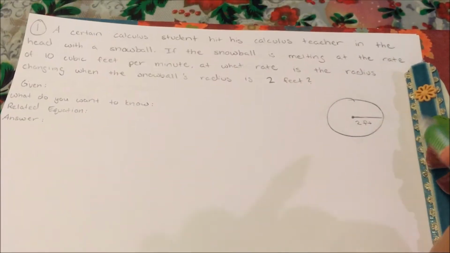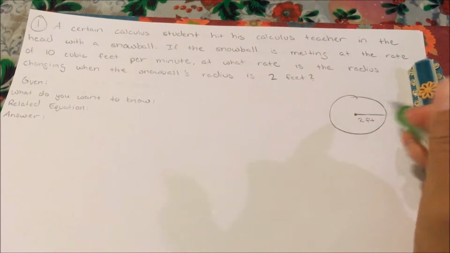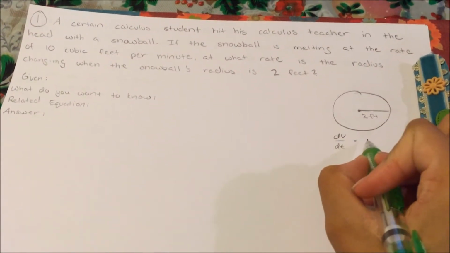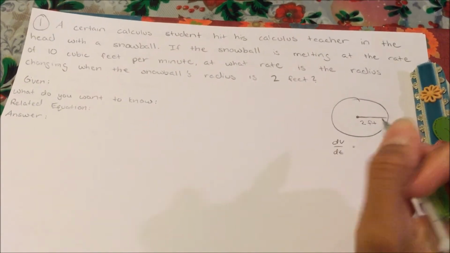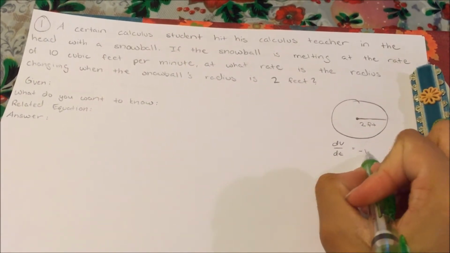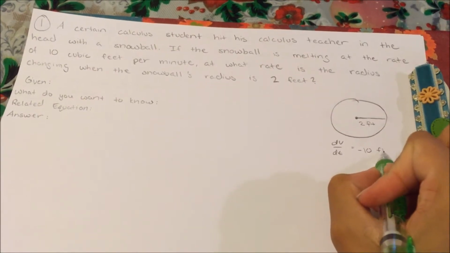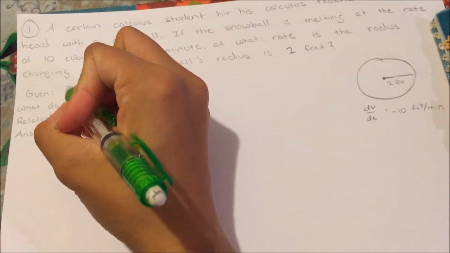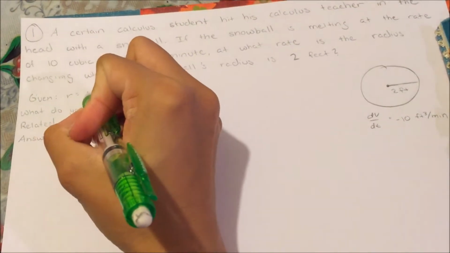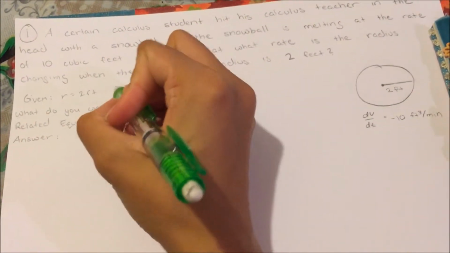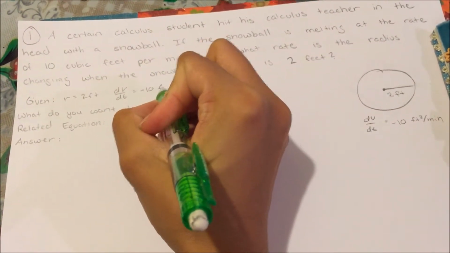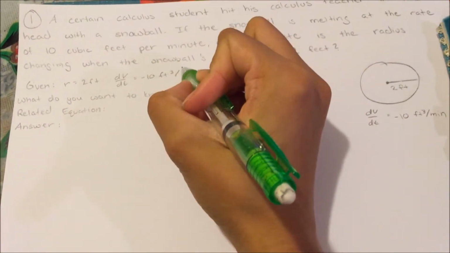The snowball is melting at a rate of 10 cubic feet per minute, so that would mean that our dV/dt is 10 cubic feet per minute, but since it's melting, it's going to be negative. Okay, so given over here is our radius is 2 feet. I'm just rewriting it over here. Our dV/dt is going to be negative 10 feet cubed per minute.